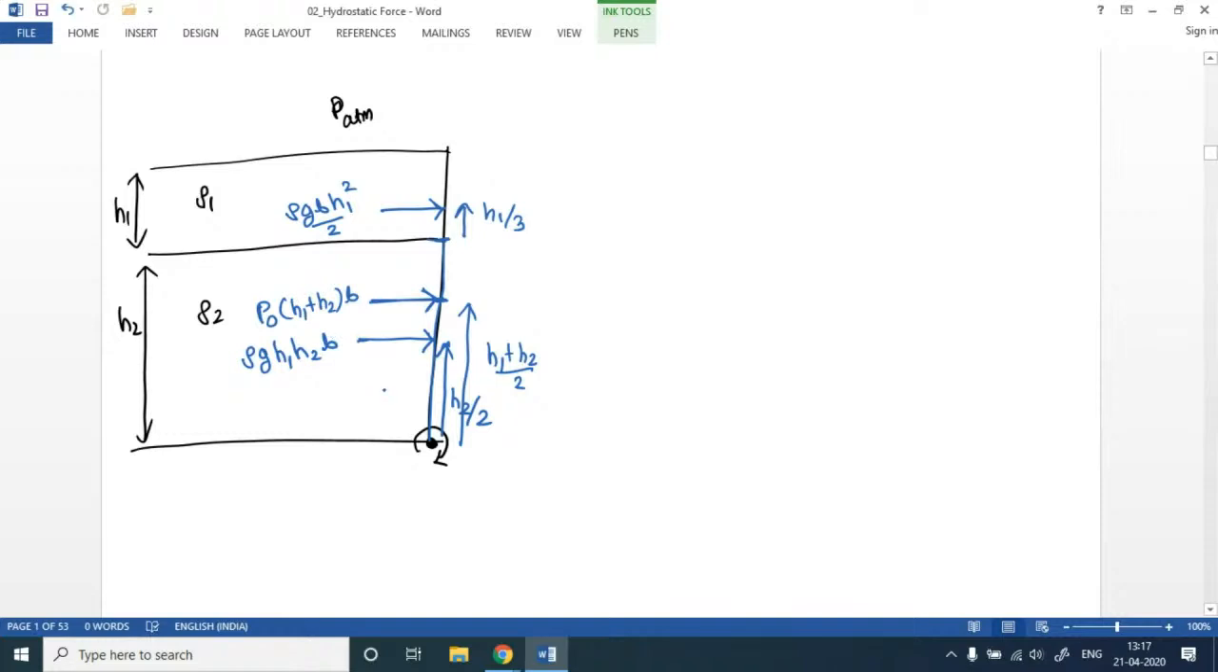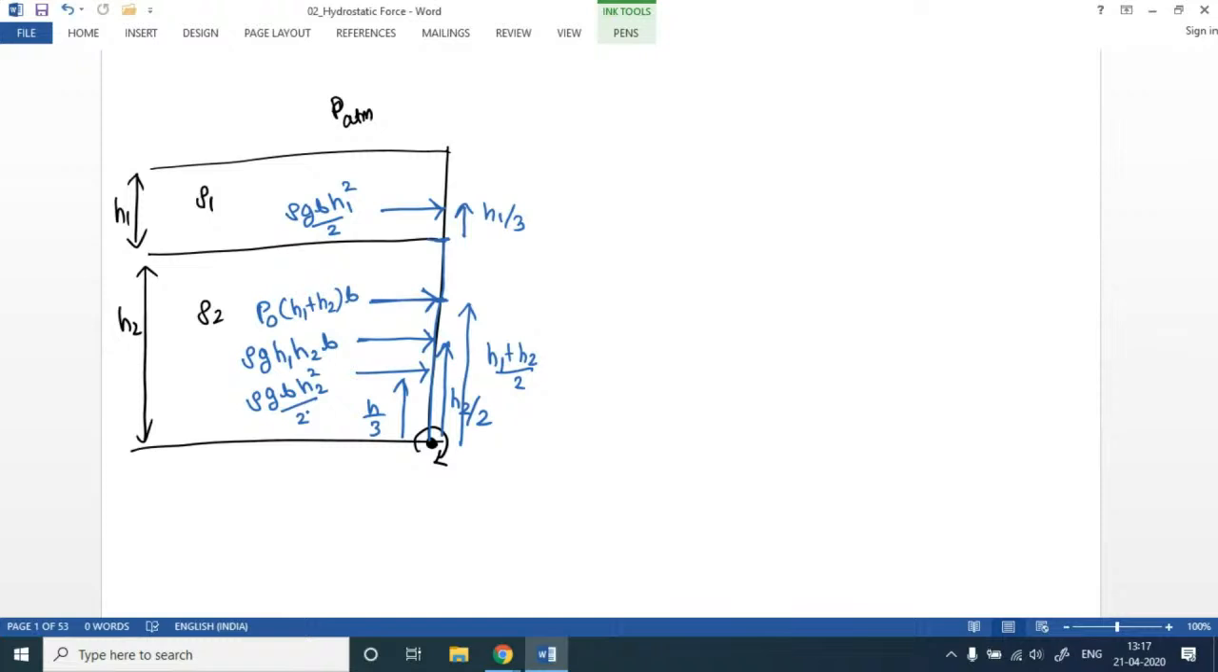And one another force which would be acting at h by 3 from this height. Okay, and that would be equal to rho g b into h2 square by 2. So all these forces would be acting, 1 2 3 4. Okay, and we have found out effective point of application of all those forces.